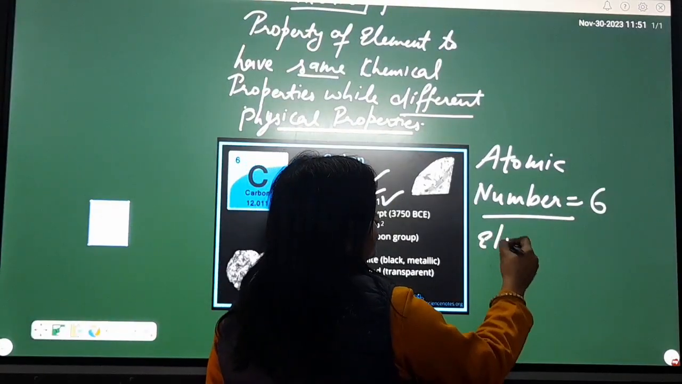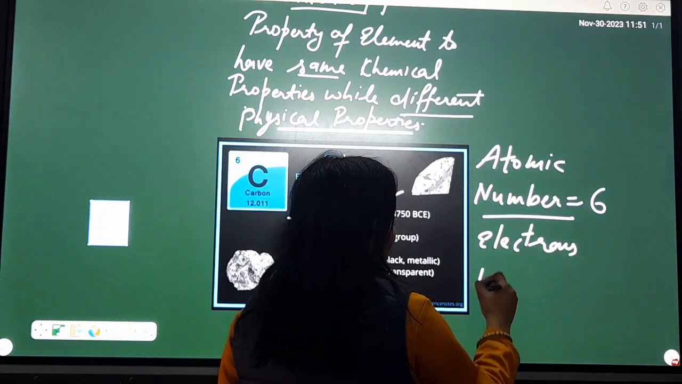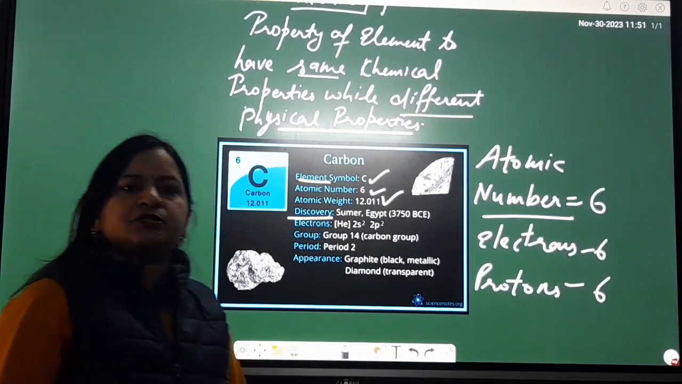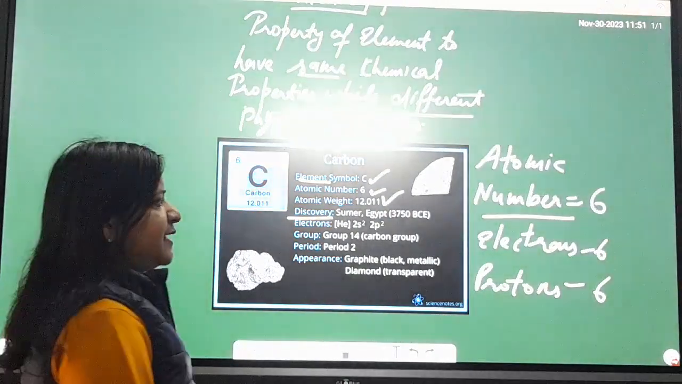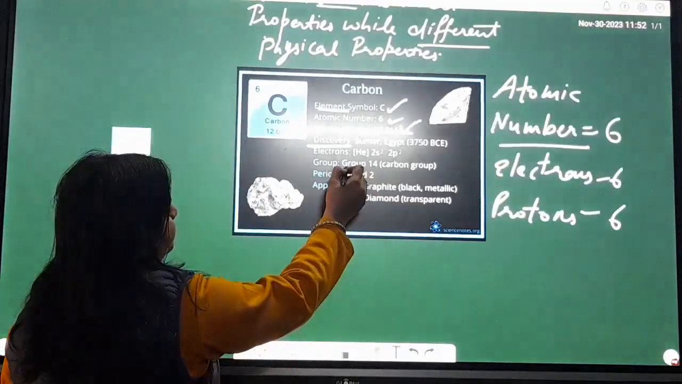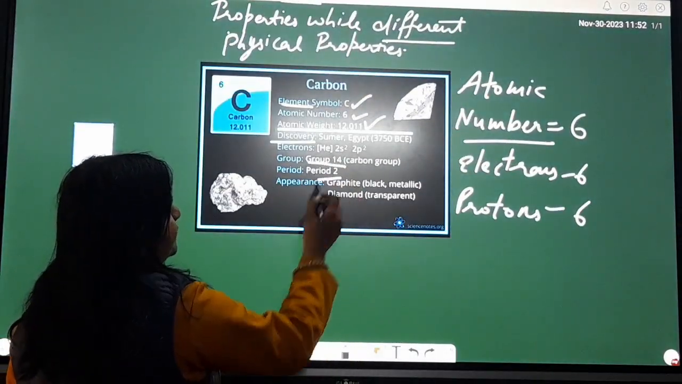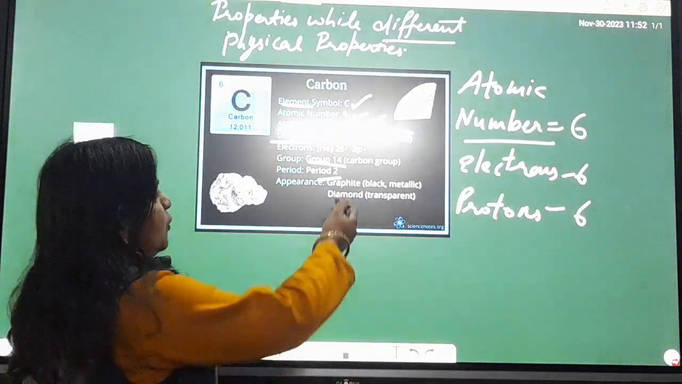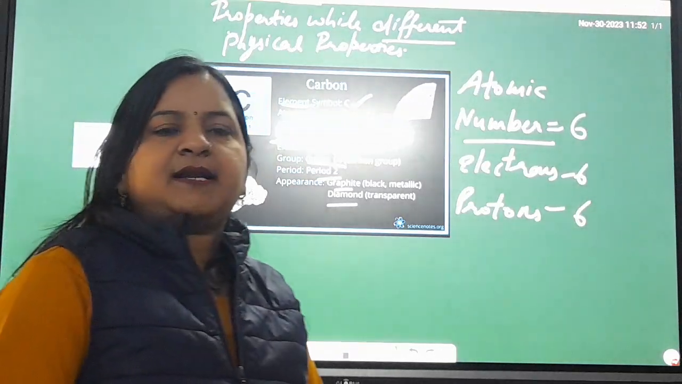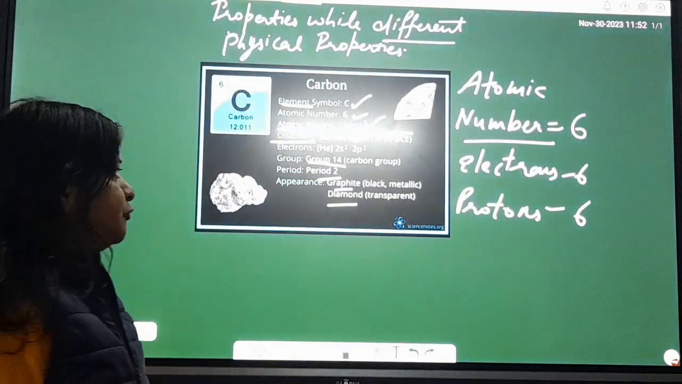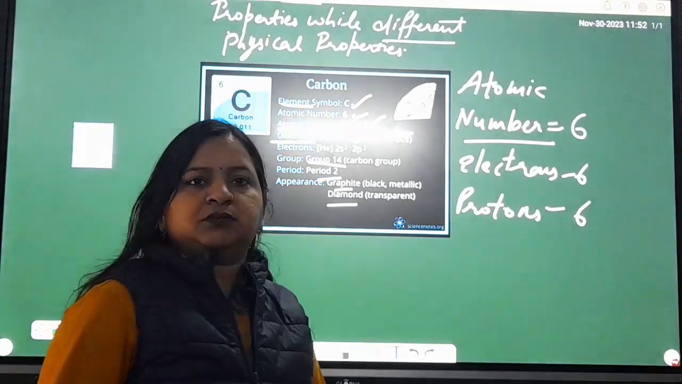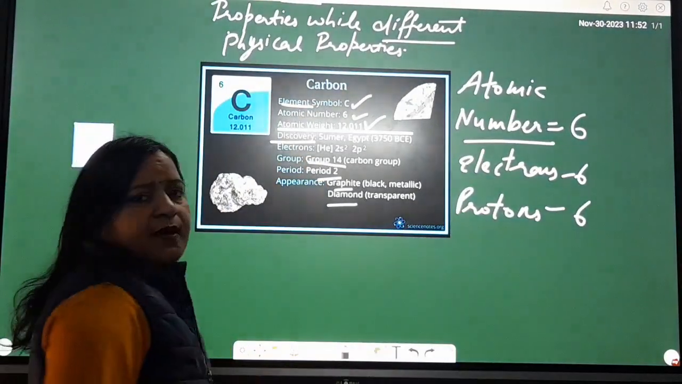So, electrons and protons will also be equal to the atomic number, meaning 6 electrons and 6 protons. It is kept under group 14 and period 2. So we saw above graphite and diamond. Diamond is a transparent form of carbon while graphite or coal is the darkest, black colored compound. Both are carbon.